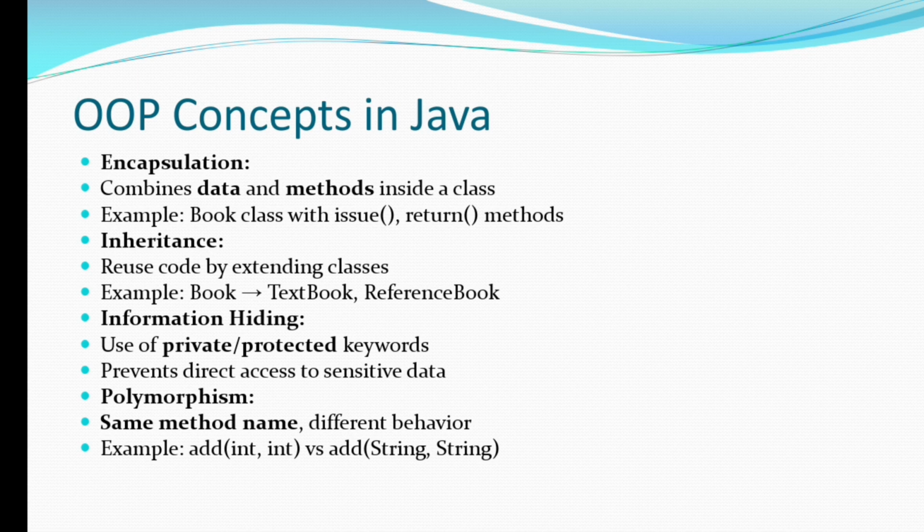Like if you want to do some addition, you can add two strings, two words, or you can add two numbers. To perform addition between two numbers, you need to use integers. To perform it between two strings, you need to use strings. So here the operation is the same, addition, but you are performing it in two different ways. One is on strings, one is on numbers. I hope it is clear about this polymorphism.